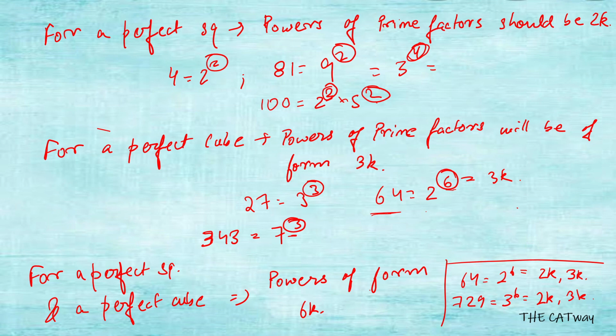Now 1, 64 and 729. These are the only three numbers between 1 to 1000. You can note it down also. The only three numbers between 1 to 1000 that are both a perfect square and a perfect cube are 1, 64 and 729. So I hope you have understood about prime factorization.